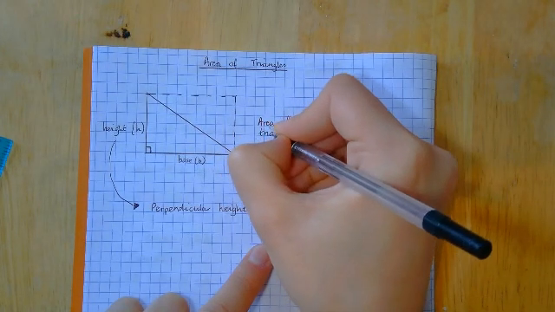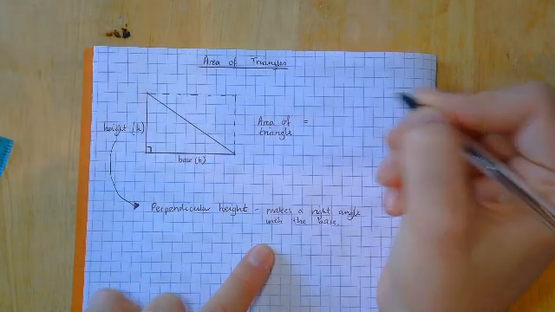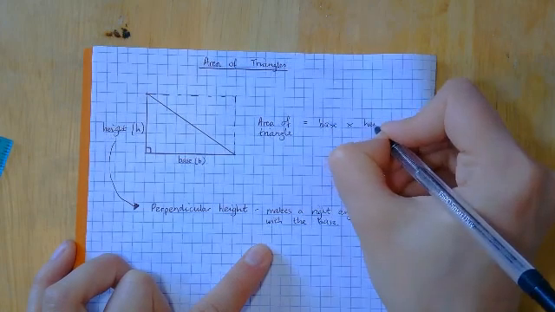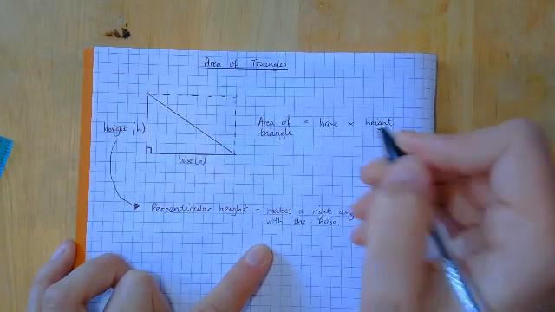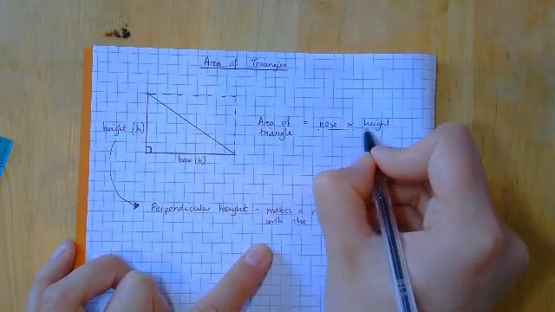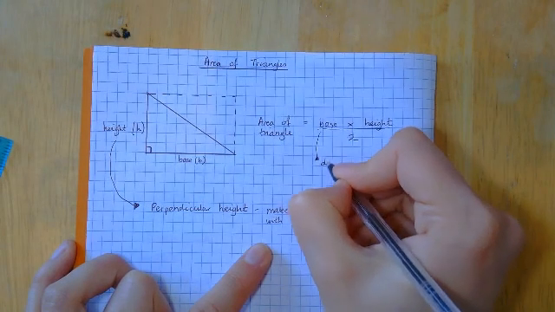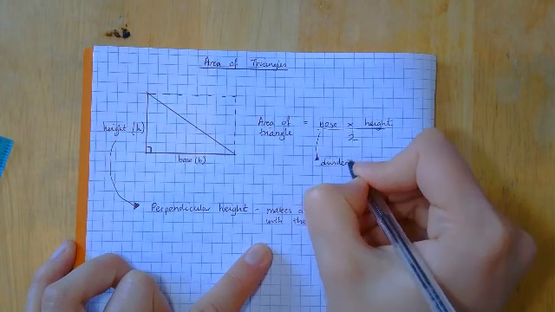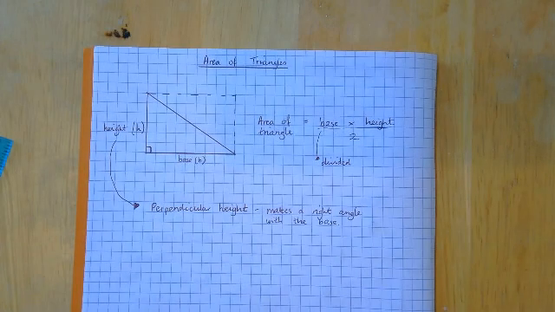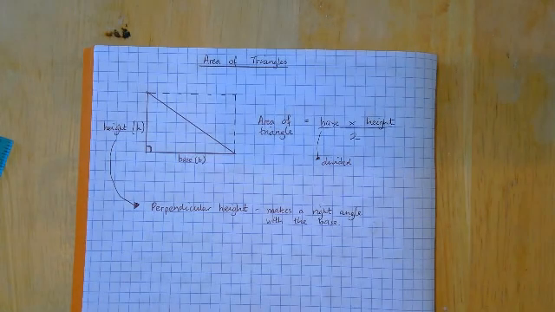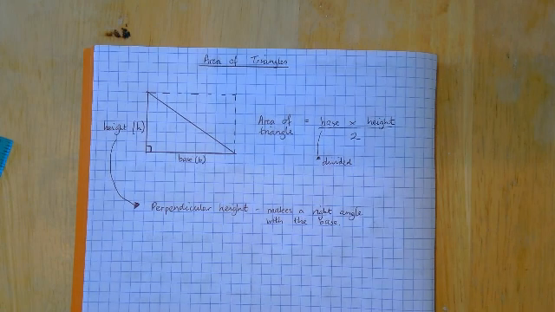So let's write ourselves a little formula. Area of triangle equals the base times the height. Now remember, that's the perpendicular height, divided by 2. Just perhaps if that's gone out of your head, that line means divided. So I'm going to do the base times the height, then I'm going to divide it by 2. Base times height divided by 2.